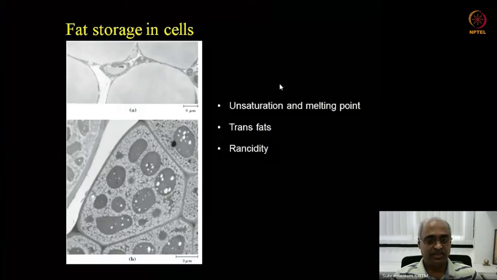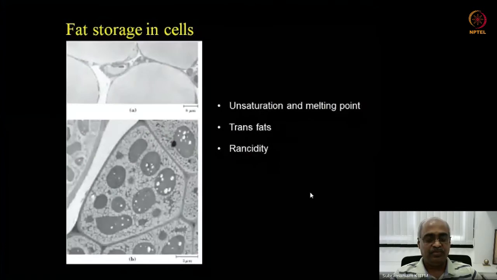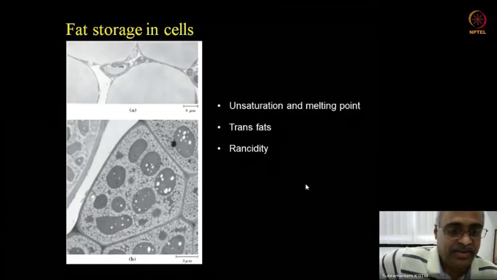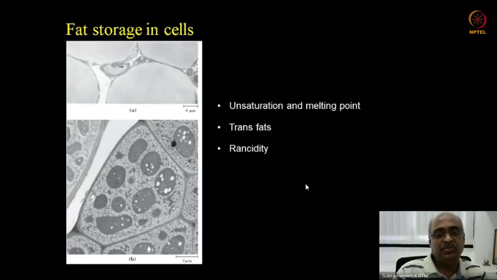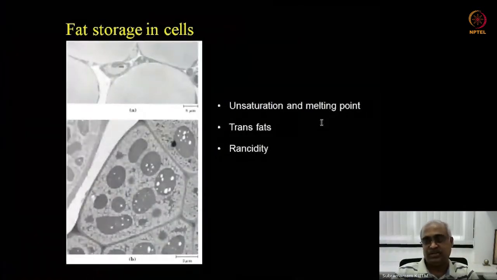So we need to learn three major points with respect to free fatty acids as well as the ester form with glycerol, that is the triacylglycerol. So they are shown here listed in bullet form. The first one is unsaturation and melting point. This is something we considered yesterday, that is when you have a double bond in the aliphatic chain, that is what we call unsaturation. So the degree of unsaturation reflects how many double bonds are there. And that has a direct bearing on melting point.